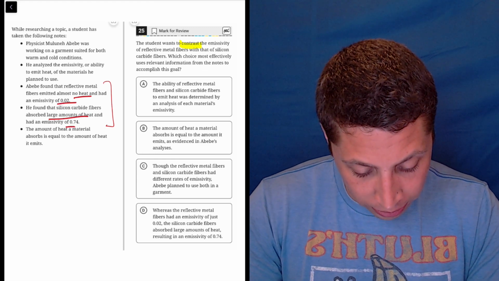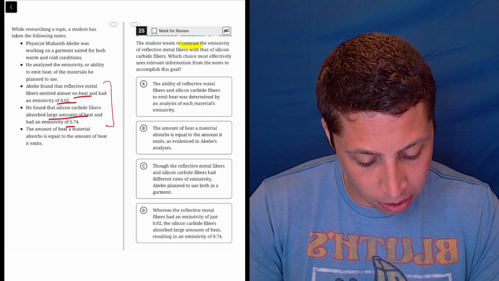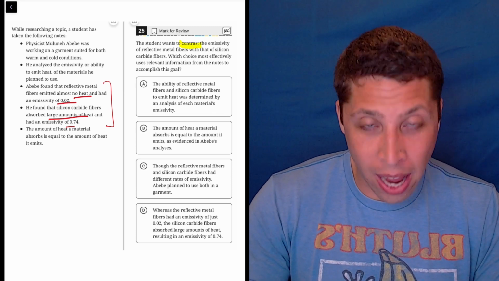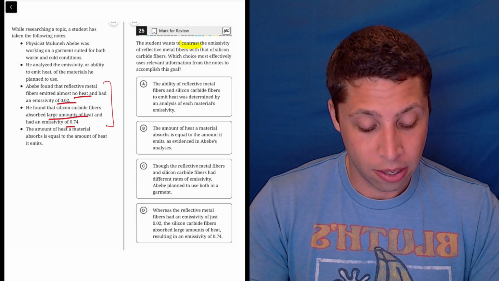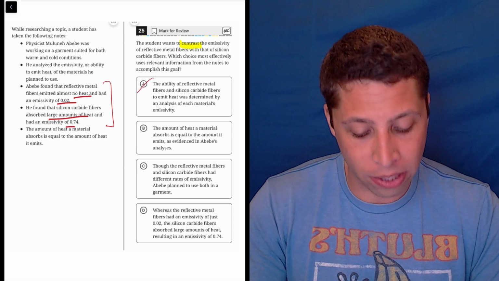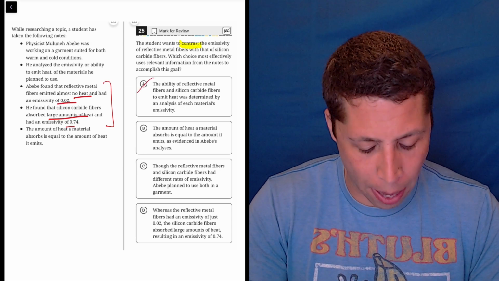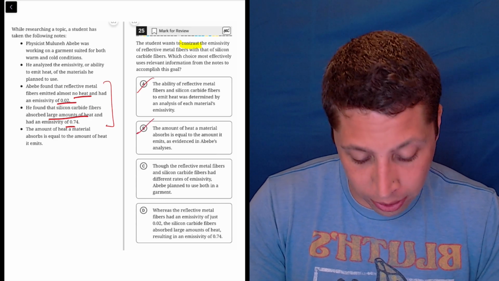The ability of reflective metal fibers and silicon carbide fibers to emit heat was determined by analysis of each material's emissivity. Yeah, well, okay, that's fine, but it doesn't say there was a contrast, right? It's just saying that we did this method to discover this, but it's not saying what we discovered, and the contrast is the discovery. So this is not getting into that. The amount of heat a material absorbs is equal to the amount, no, this has nothing to do with anything.